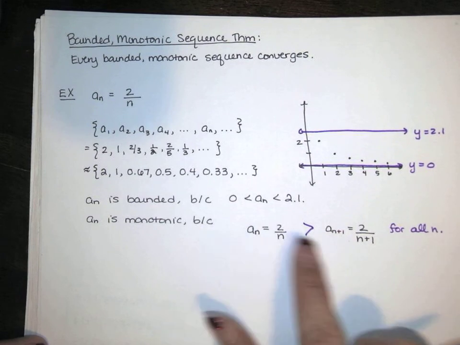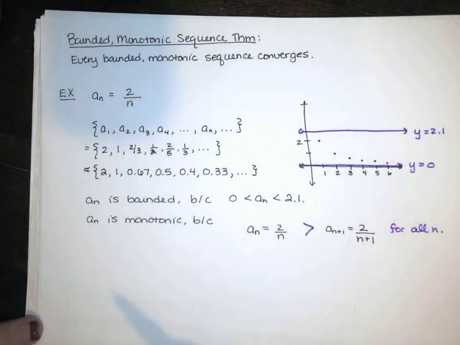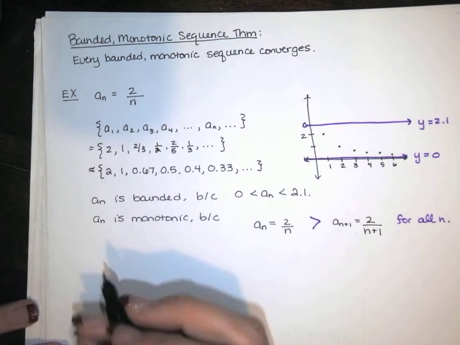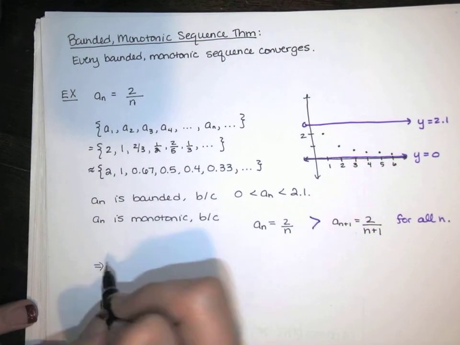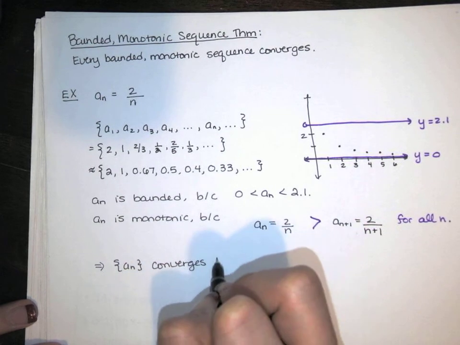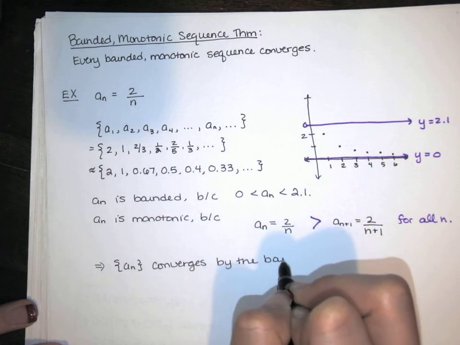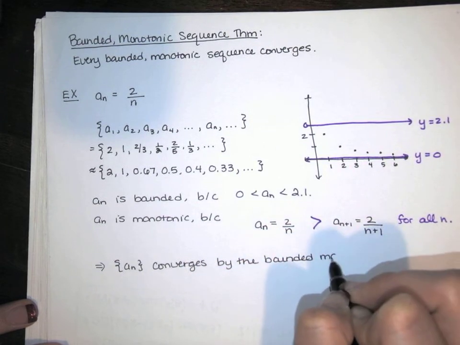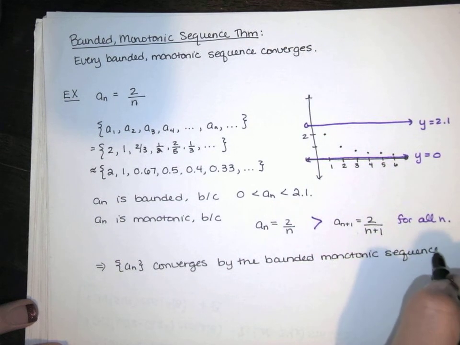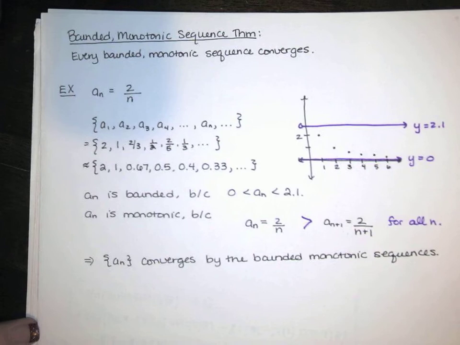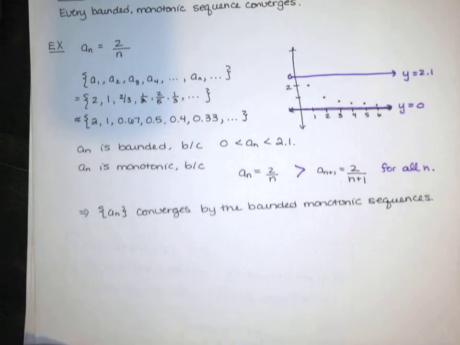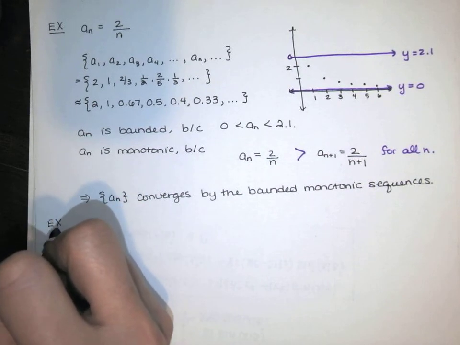And if that's true, a sub n is always less than a sub n plus 1, or excuse me, greater than a sub n plus 1, then this is monotonic. So a sub n is bounded, a sub n is monotonic. So by the bounded monotonic sequence theorem, a sub n converges. Now this is one where we already knew the answer. We know it converges to 0 because we can take the limit as n goes to infinity. But we're just doing that as an illustration. Let's look at another one.